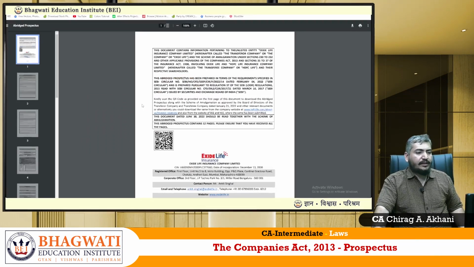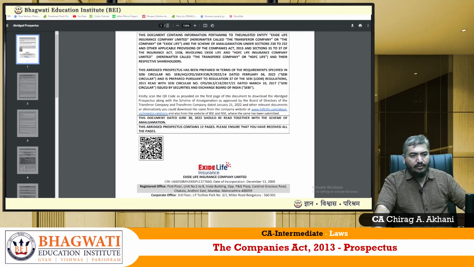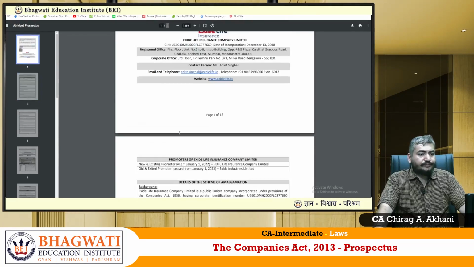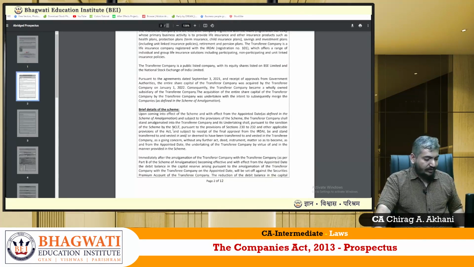All right. Even if you look here, it's clearly mentioned that kindly scan the QR code provided on the first page of this document to download the abridged prospectus along with the scheme of amalgamation as approved. Further, it is written that other relevant documents, or alternatively you could download the same from the company website as well. So here also it is provided that you can download the same things. When you go to hdfclife.com there, you will not just see the abridged one, but you will also see the final one as well. So something you must provide there. So that's all about the abridged prospectus.